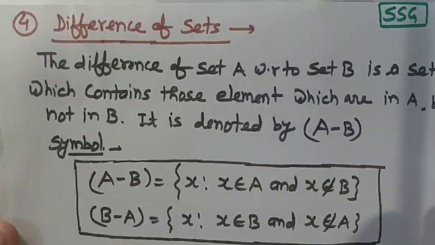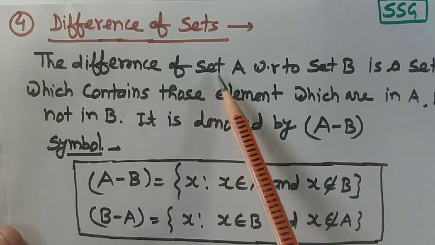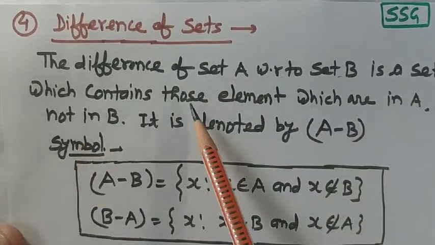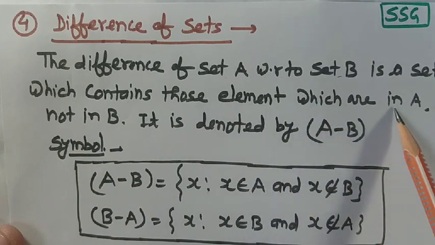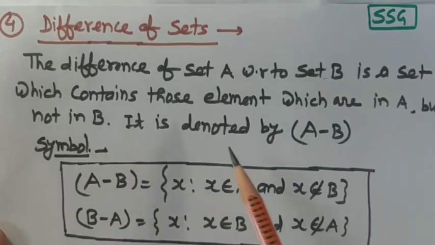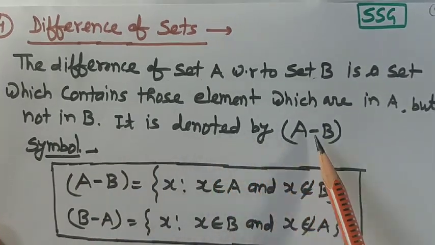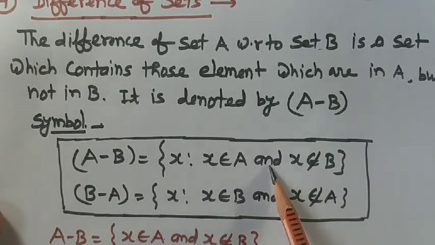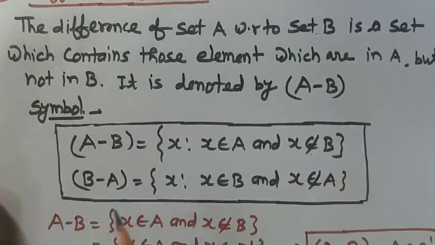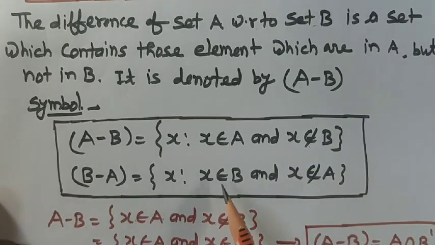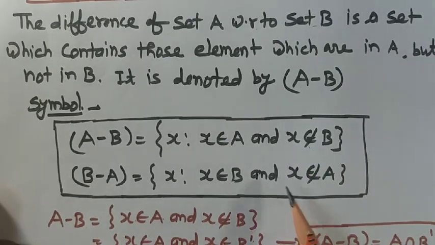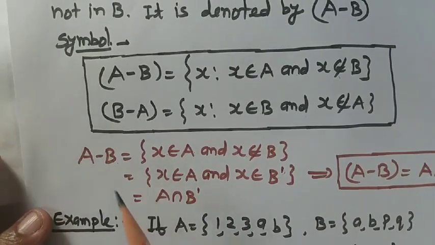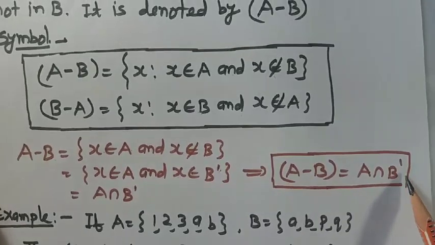Then difference of two sets. The difference of two sets A with respect to B is the set which contains those elements which are in A but not in B. This is denoted by A minus B. So A minus B equals {x such that x belongs to A and x does not belong to B}. Similarly, B minus A equals {x such that x belongs to B and x does not belong to A}. Now A minus B is also written as A intersection B dash.